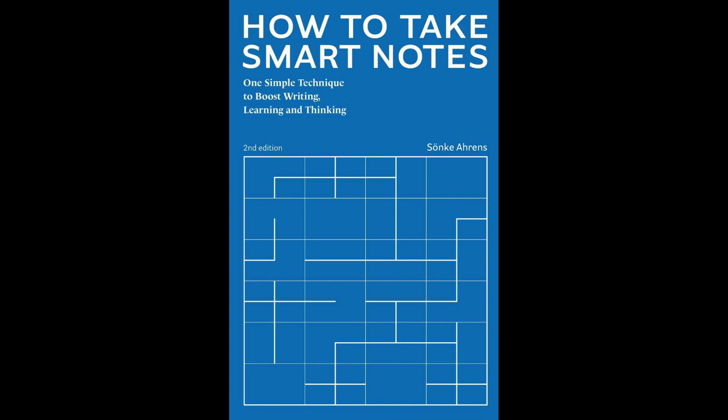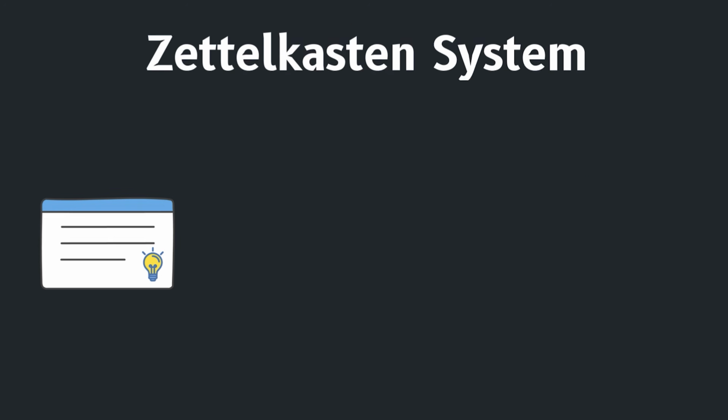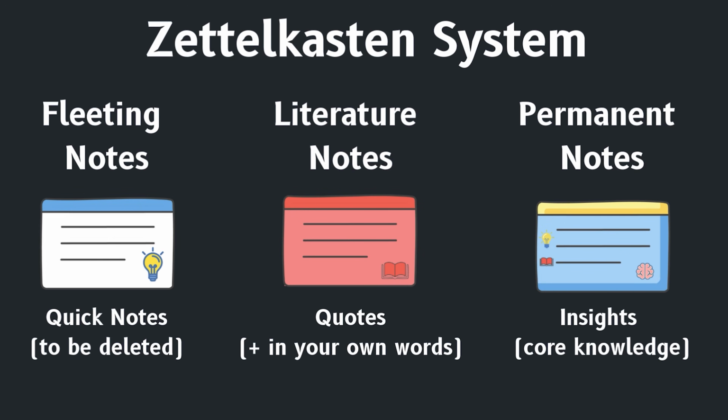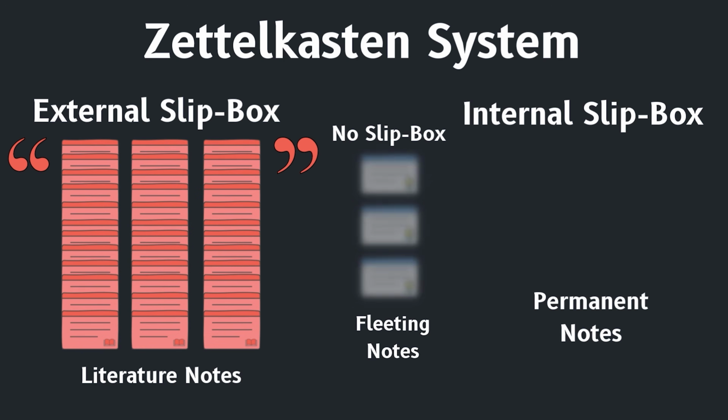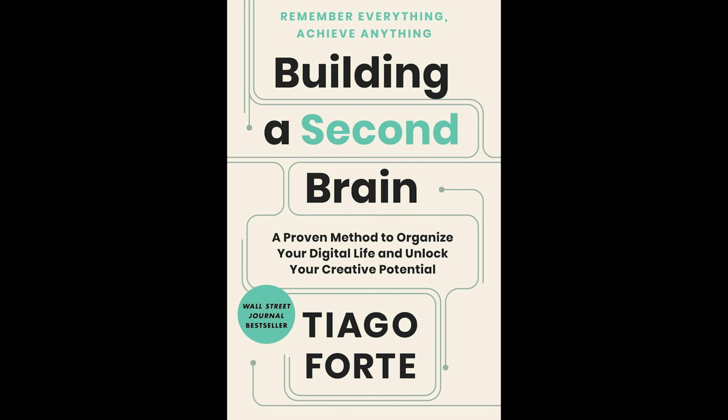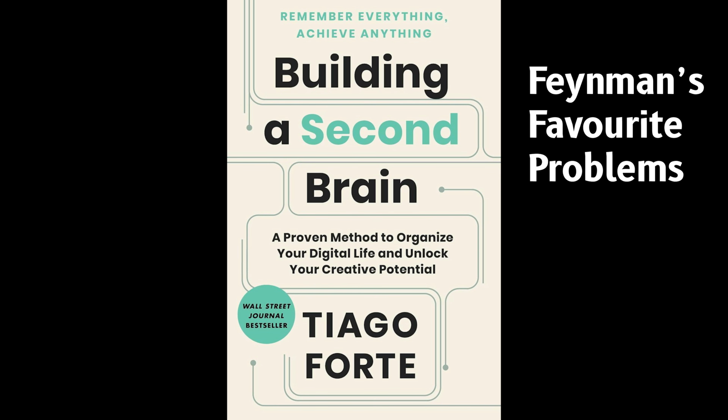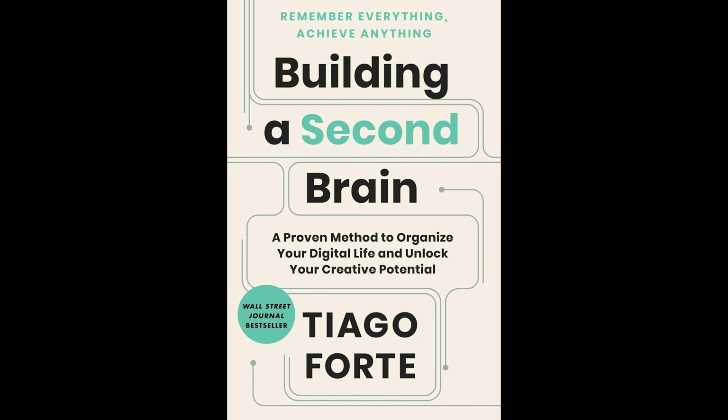For example, I came across him in the book How to Take Smart Notes, which gets deep into the Zettelkasten method and how you can use note-taking to improve your thinking and output, and also in the book Building a Second Brain by Tiago Forte, which talks about Feynman's favorite problems and how he used curiosity as a way to drive his research, learning, and teaching.